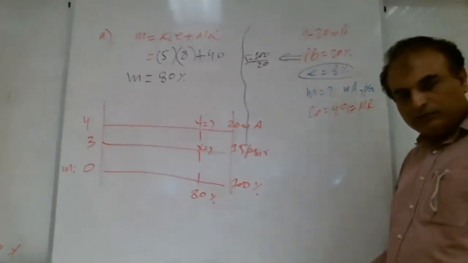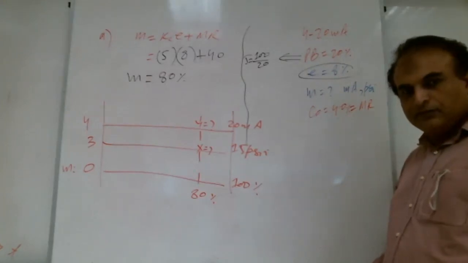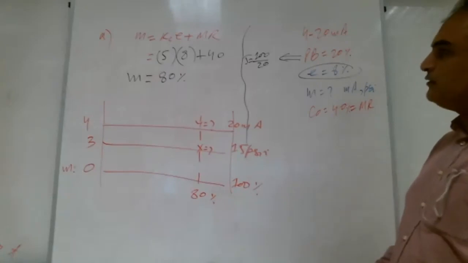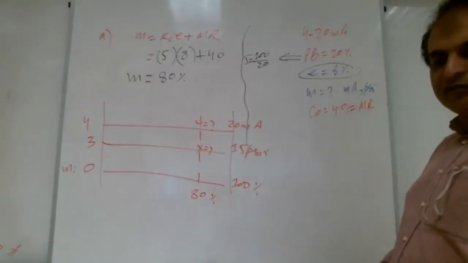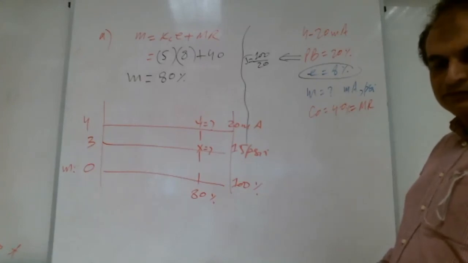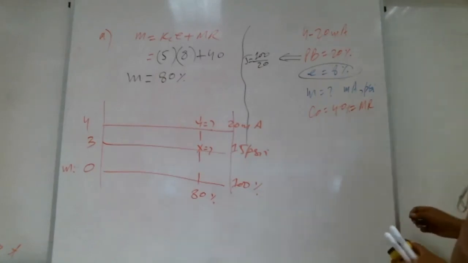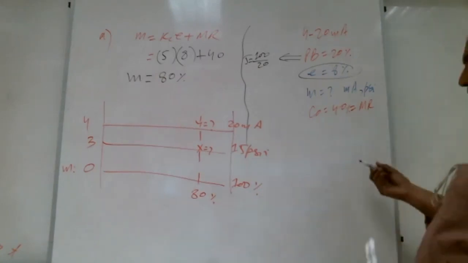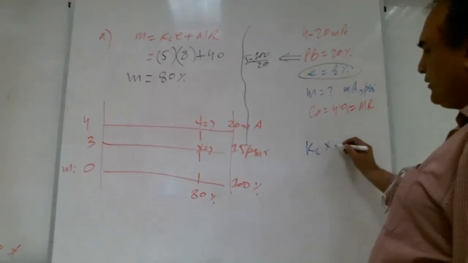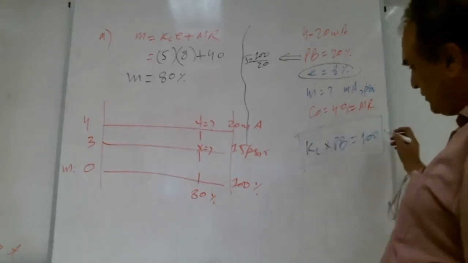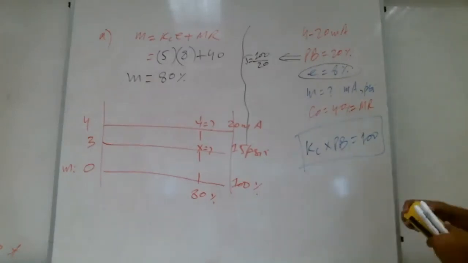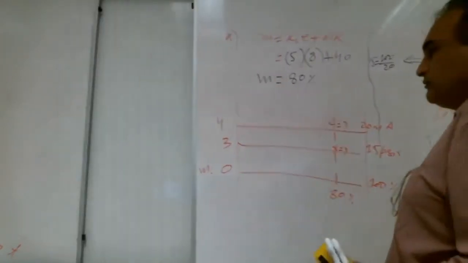Teacher, now this 100, the proportional band multiplied by the gain equals 100. This 100 is constant, it will not change? Yes, it is constant. This 100 is constant. This is always, let me write it again: Kc into Pb is equal to 100. This is always constant, theoretically.